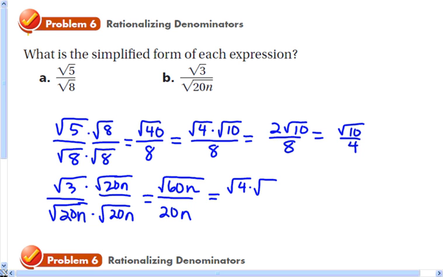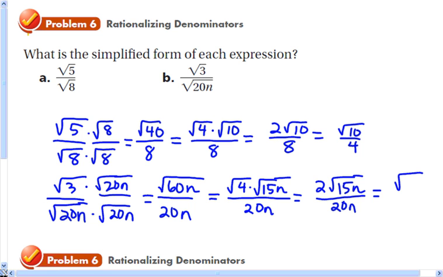So we're going to write square root of 4 times the square root of 15n over 20n. Square root of 4 is 2. And 2/20ths is the same as 1/10. So we get square root of 15n over 10n.